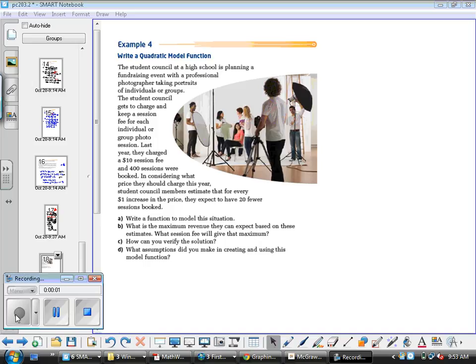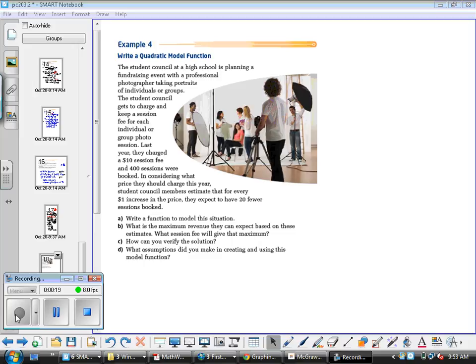Right, example 4 from 3.3. A student council at a high school is planning a fundraising event with a professional photographer taking portraits of individuals or groups. The student council gets to charge and keep a session fee for each individual or group photo session. Last year, they charged a $10 session fee and 400 sessions were booked.